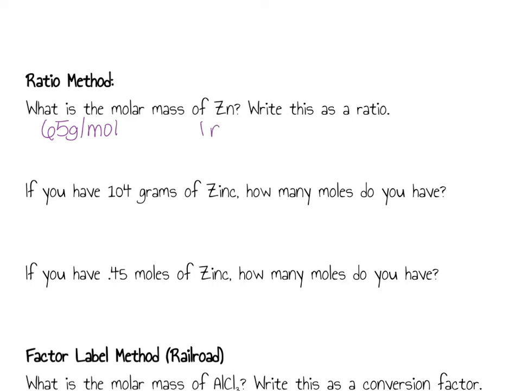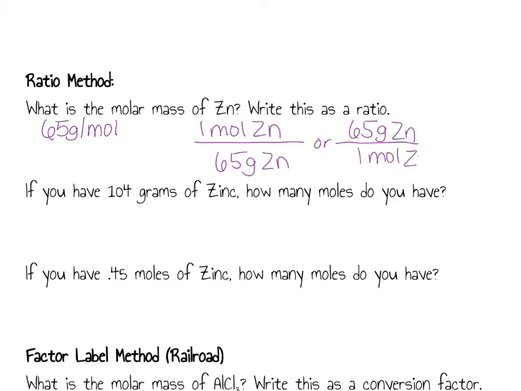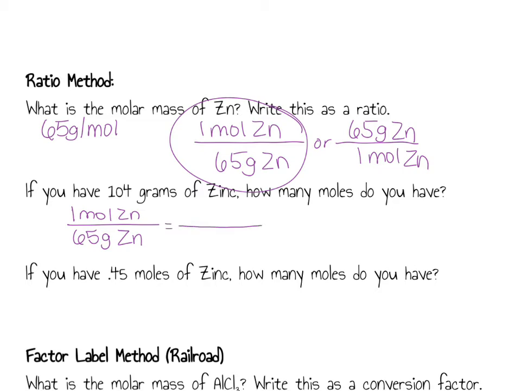I can do 1 mole of zinc over 65 grams of zinc, or I can write it as 65 grams of zinc over 1 mole. It really doesn't matter which way you do it. Okay, so when you're solving a problem, I always start with what I know from my ratio. So I know that I have 1 mole of zinc, and that is 65 grams, and it's important that you keep these together. And now I'm going to be solving on the other side for grams.